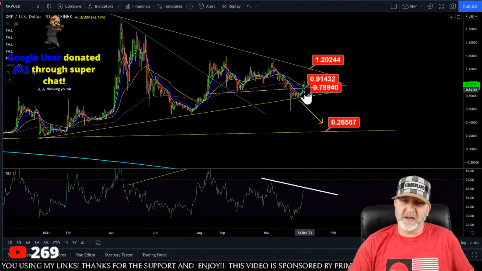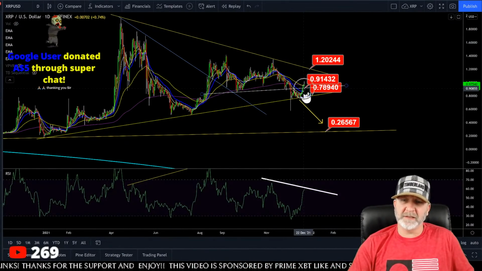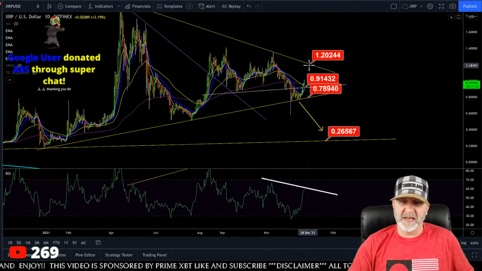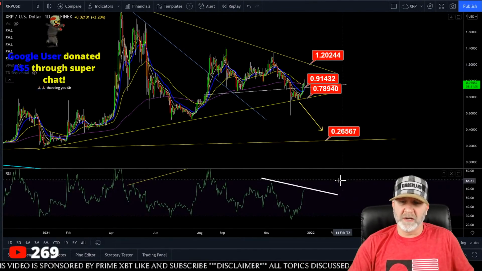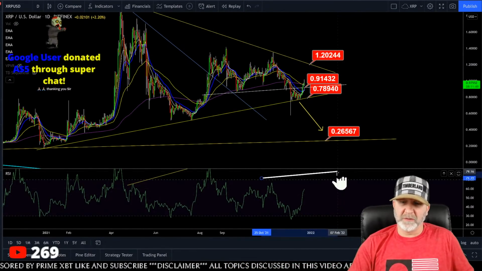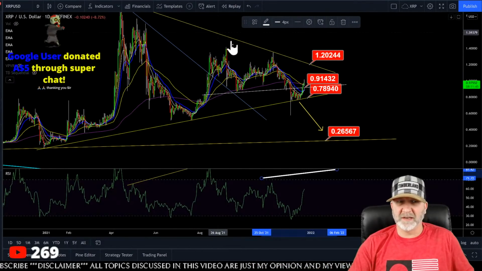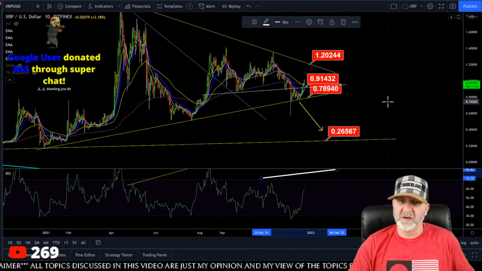Now XRP broke above our EMAs here. And remember, I had the 91 cent region. If that was to break, my next regions look for the 120. Now, what you got to realize here is if it does get up to the 120, it's going to be making some hidden bearish divergence, guys. And in the big picture, it is in a downtrend. So be aware of that.